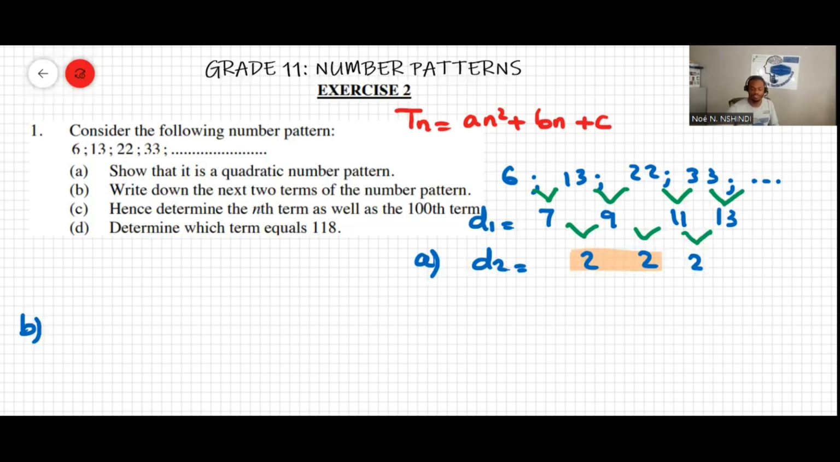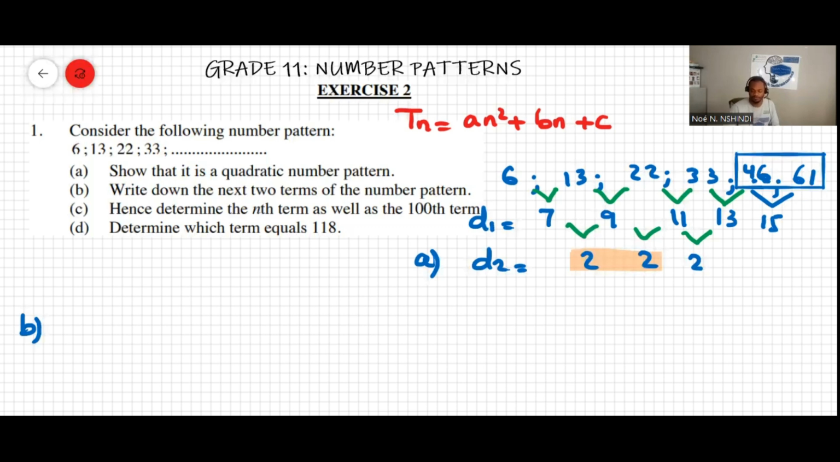Then we can find this term by doing 33 plus 13, which is equal to 46. And then we also know the first difference here will be a linear pattern. The first differences must form a linear pattern. So here it must be 15. So we do again 46 plus 15 is 61. So those are the two solutions.